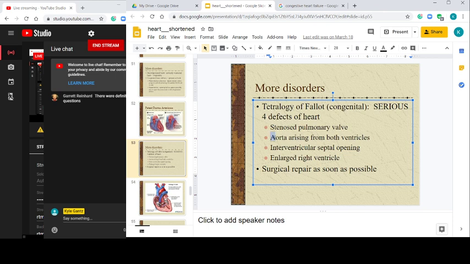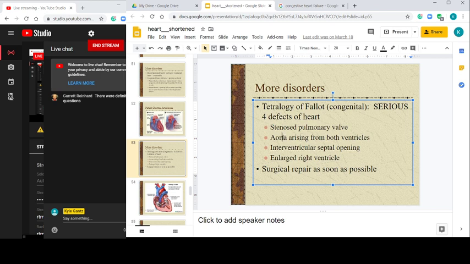Now, the other one is we have an aorta arising from both ventricles. All right, so the problem with that is what? The aorta is supposed to come off of which ventricle? The left ventricle, right? Good answer. So the aorta is supposed to come off the left ventricle, right? And that's fine. That's normal, right? Because the left side of the heart is the systemic side. That's oxygenated blood. That's shooting all over the body and whatever else, right?